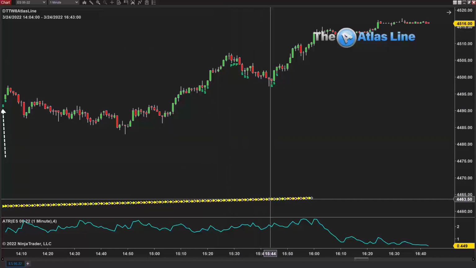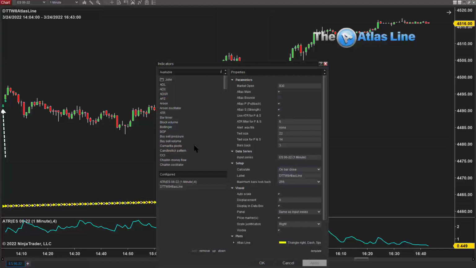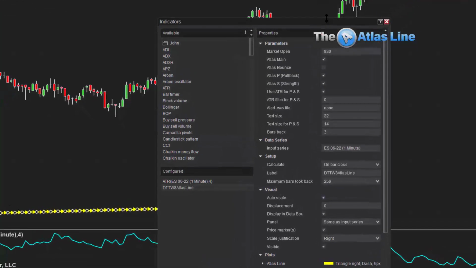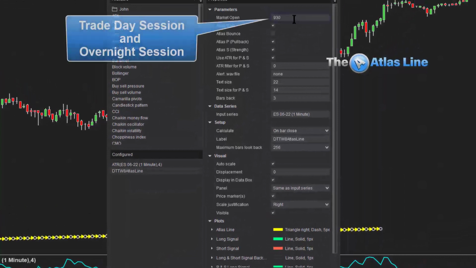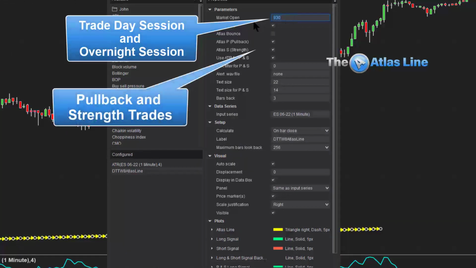One other thing I'm going to show you here is the Atlas line settings. There's no optimization that's involved. So once you set it, you can set it to the market open time. For me, it's the New York Eastern Daylight Savings Time, here at 9:30.